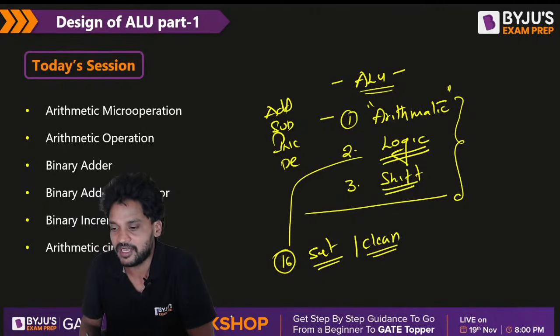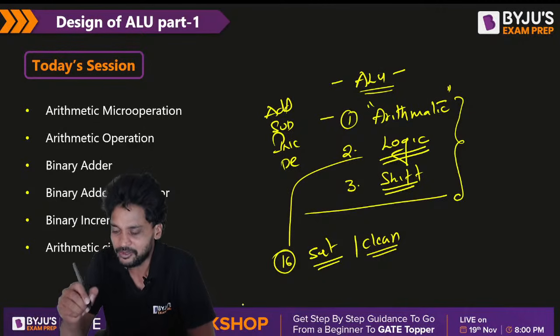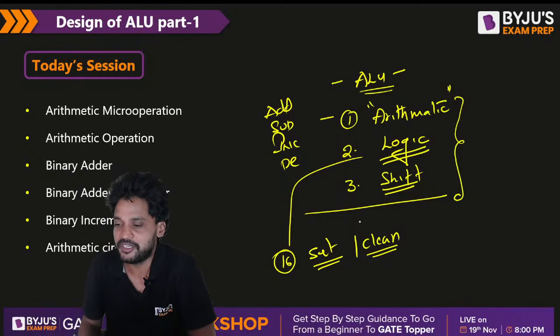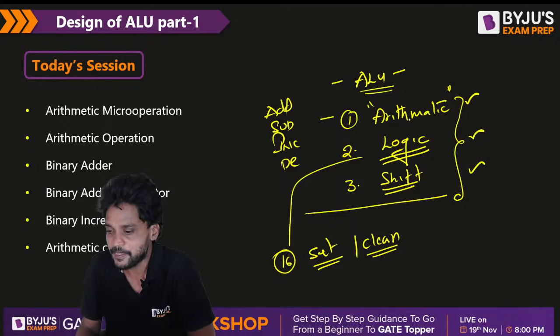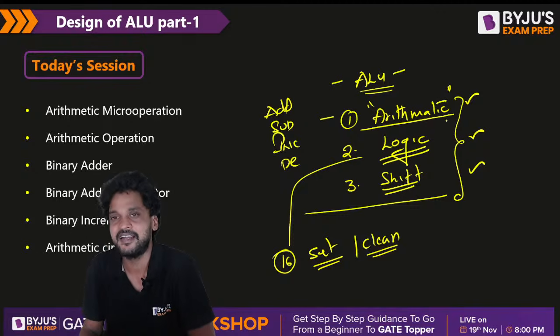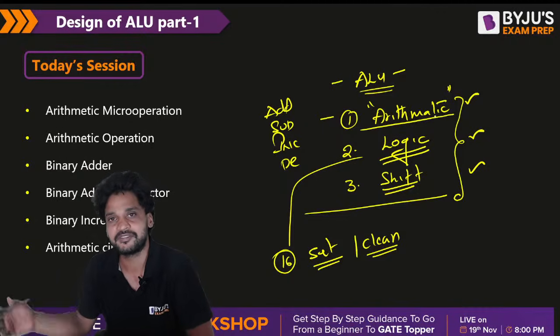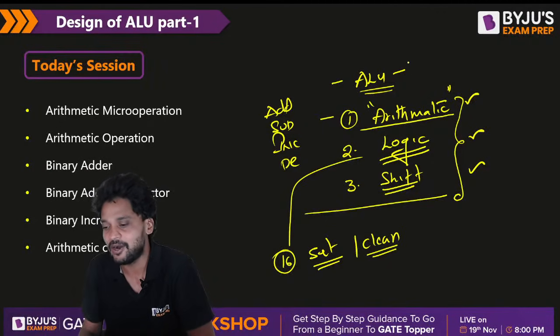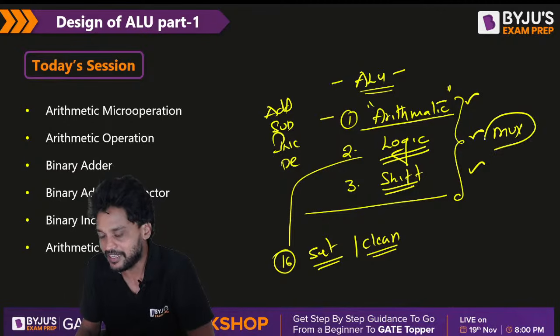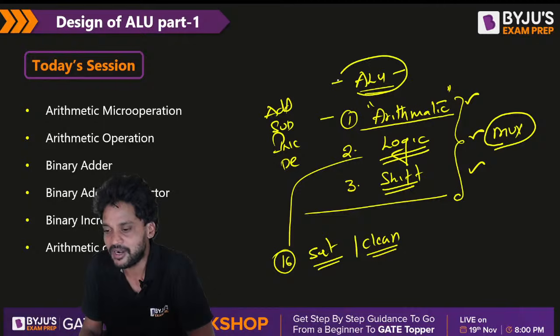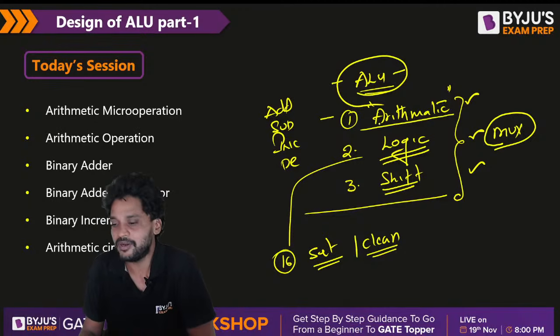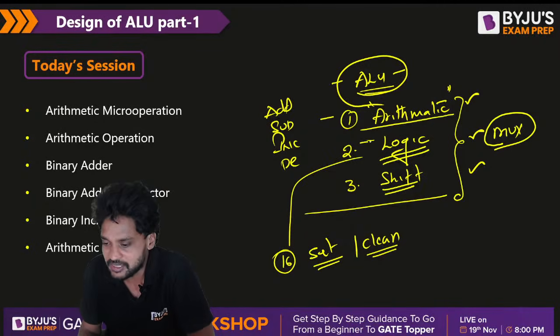Now when you talk about the ALU, ALU is a multiplexed unit of arithmetic unit, logic unit, shift unit. All these three units will be differently designed or manufactured. Finally, all these three units will be multiplexed. This multiplexed unit of all these three units together is called an ALU. Got me? Now we don't need to discuss the logic unit.